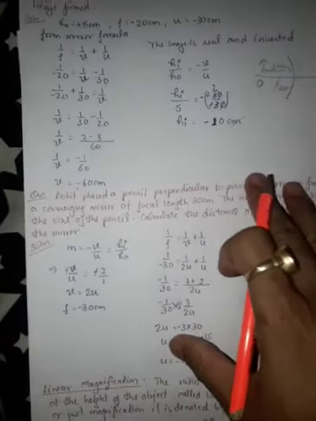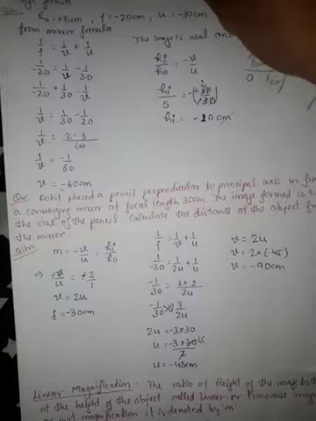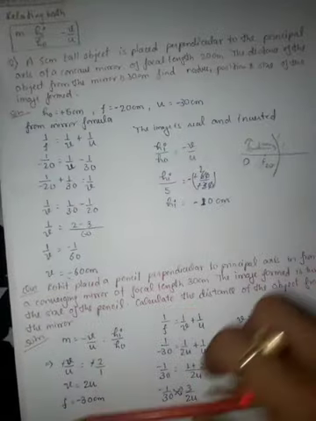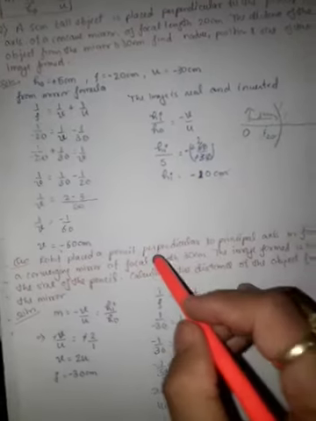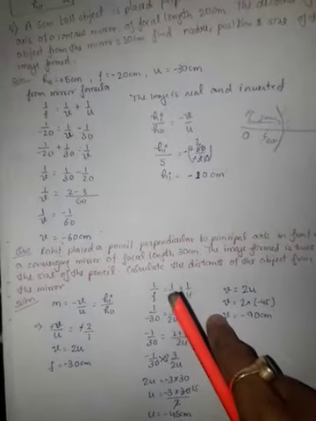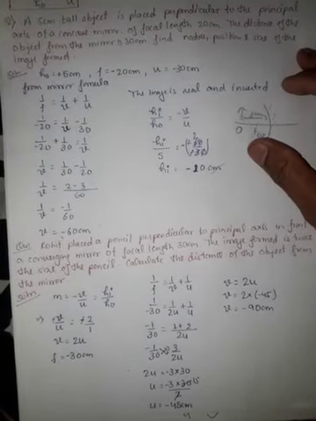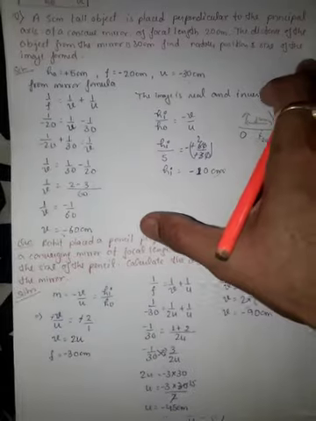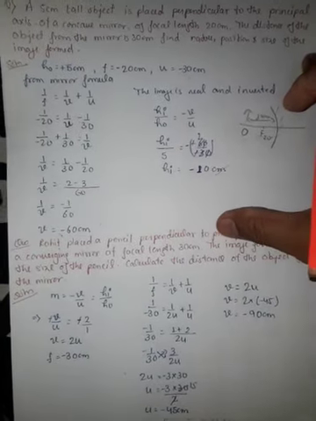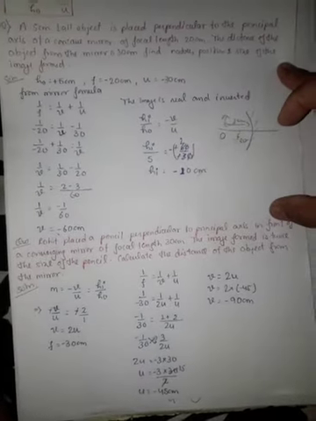Next question. See what the next question says. Rohit places a pencil perpendicular to the principal axis in front of a converging mirror. As you know, a converging mirror is also known as a concave mirror, of focal length 30 cm. The same focal length is given. Now the question says the image formed is twice the size of the pencil.